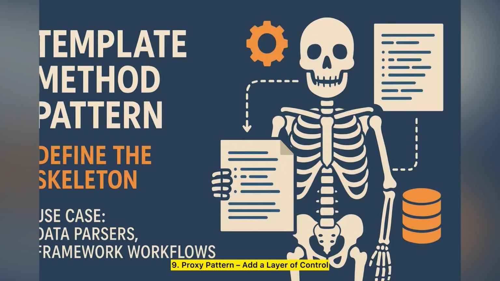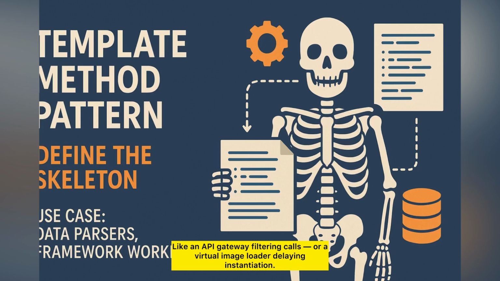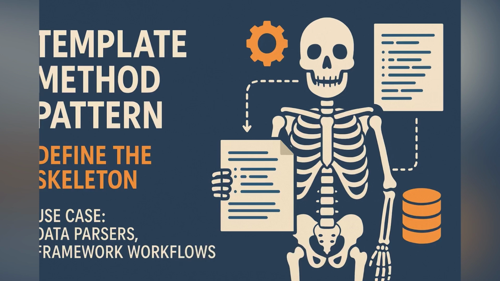9. Proxy pattern, add a layer of control. Sometimes direct access is dangerous or expensive. The proxy pattern adds a layer between the client and the real object. Used for lazy loading, access control, logging, or caching. Like an API gateway filtering calls, or a virtual image loader delaying instantiation.